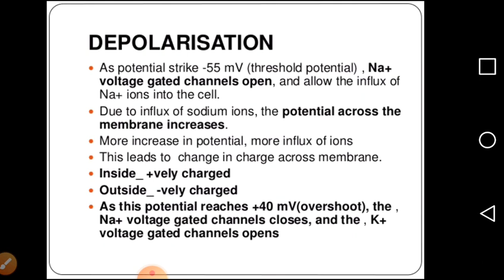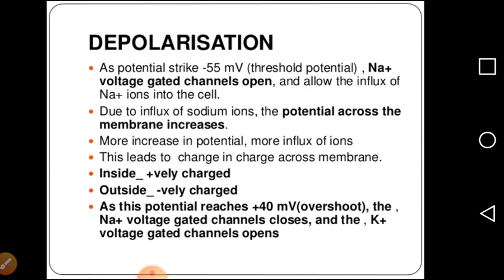At this stage, sodium voltage gated channels are open and allow the influx of sodium ions, and due to this the potential across the membrane increases. More increase in potential causes more influx of ions. It is basically a vicious cycle, and this leads to a change in charge across the membrane. Inside is more positive as compared to outside.